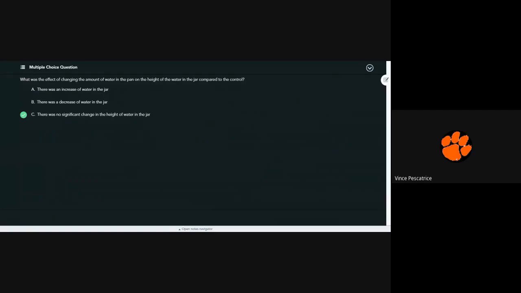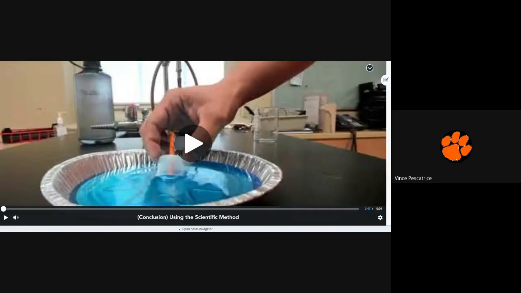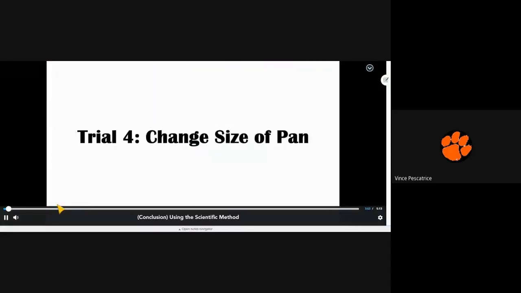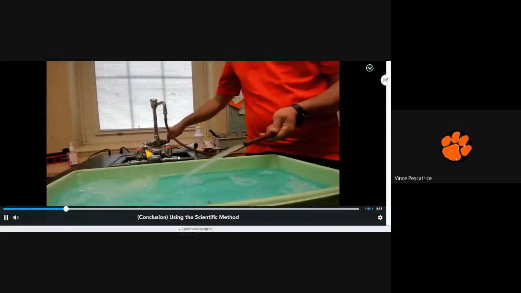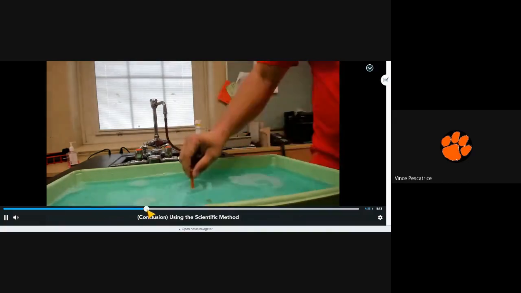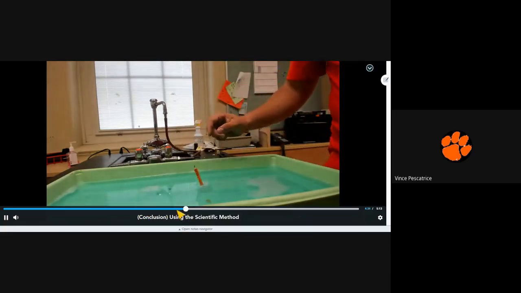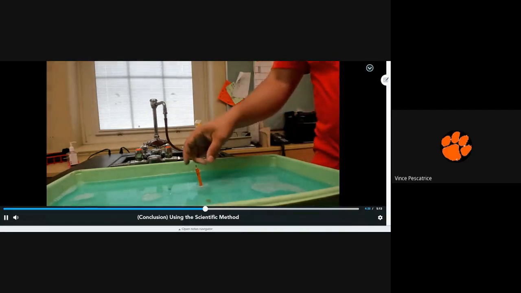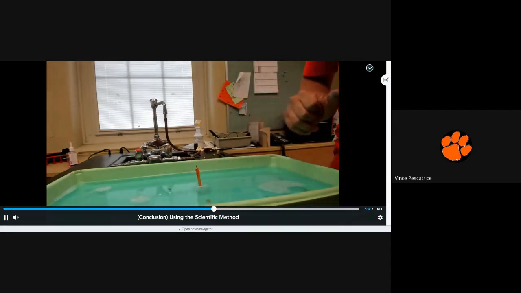So see again. All right. No big change. Now we're going to change the size of the pan. So I'm going to use a larger pan. So I filled up a large container to see what that would do. And then did it from there.